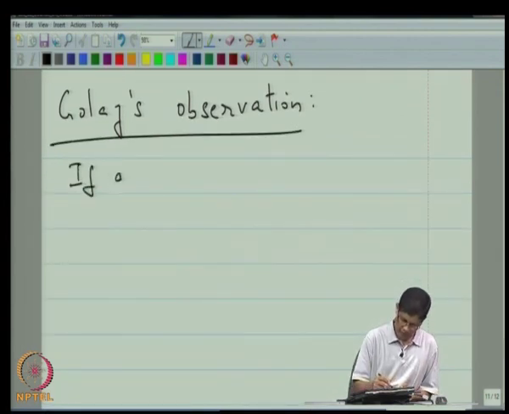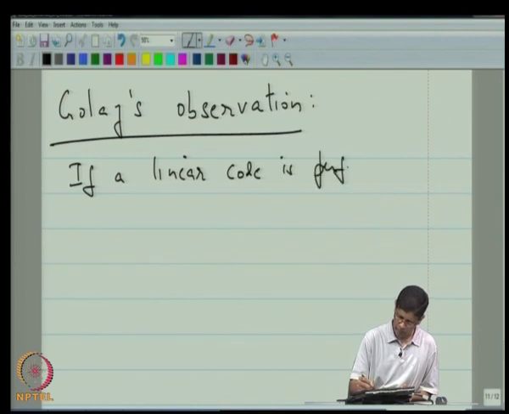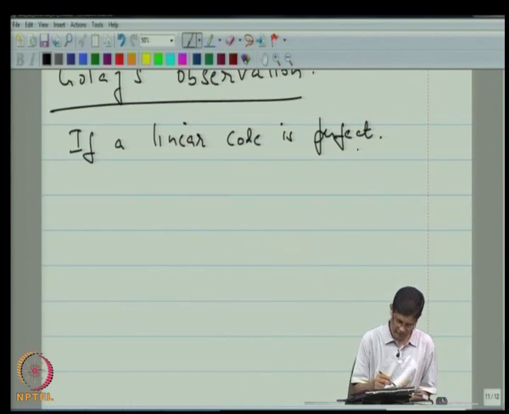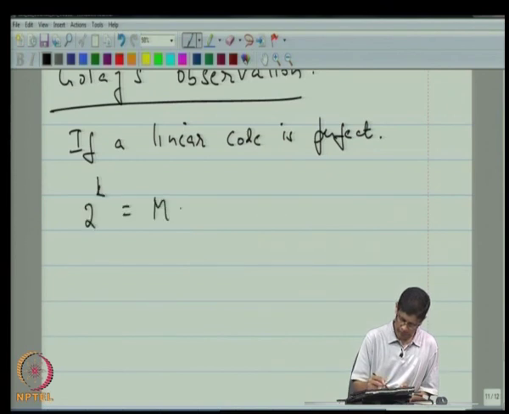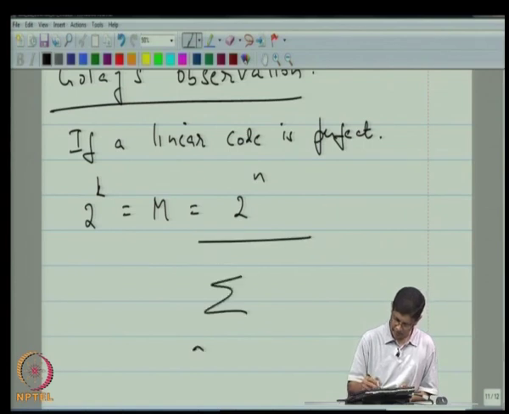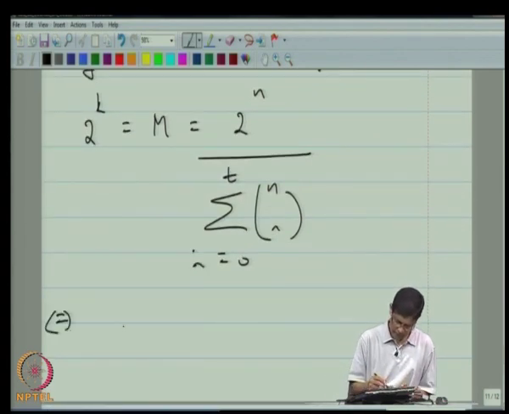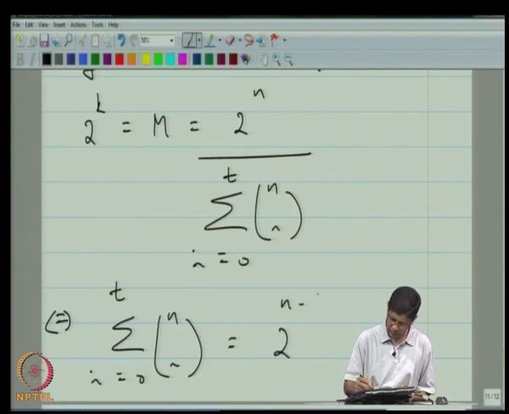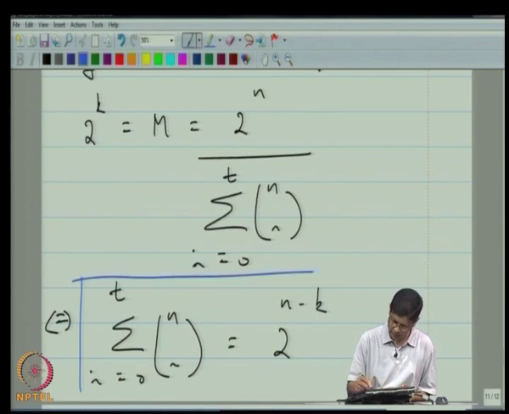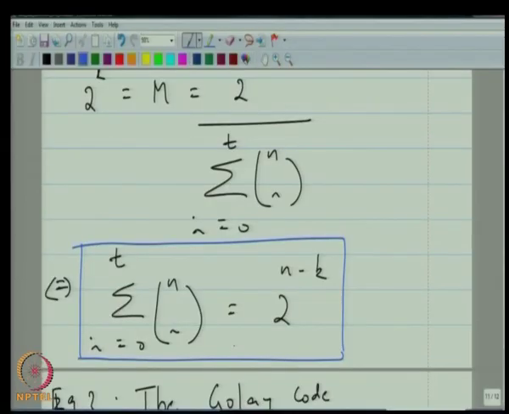If a linear code is perfect, then the size of the code must equal 2 to the n, or in other words, the sum for i equal to 0 to t of n choose i must equal 2 to the n minus k. This is what I was telling you earlier: his observation was that if you take the sum of the first few binomial coefficients, you must end up with a power of 2, and these are precisely the binomial coefficients in question.